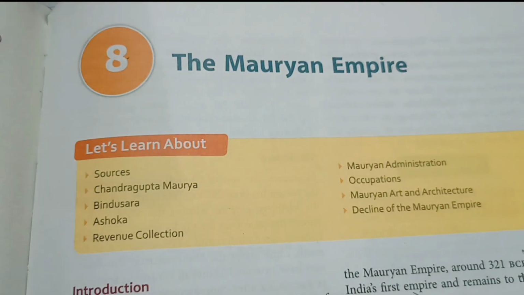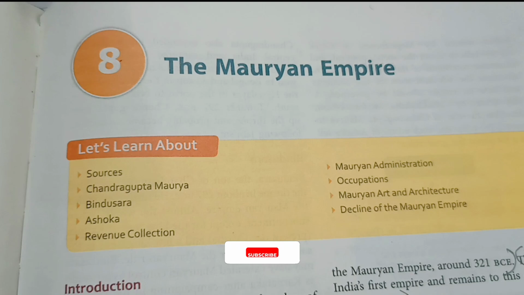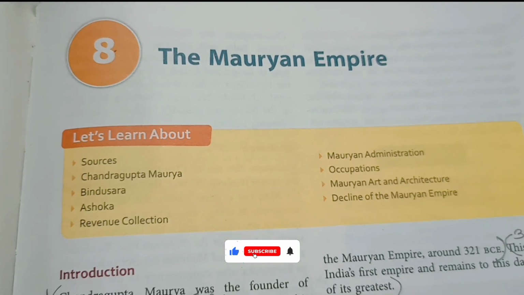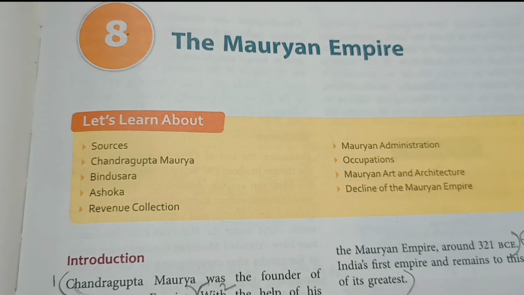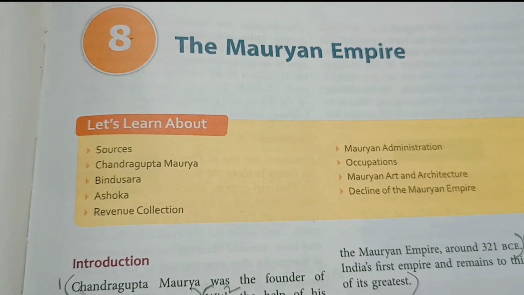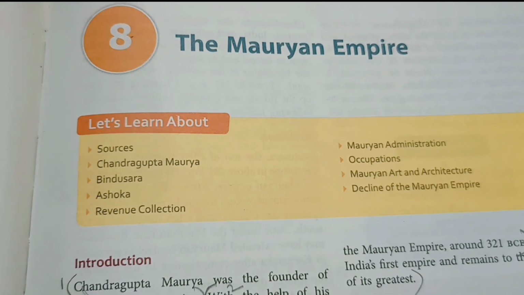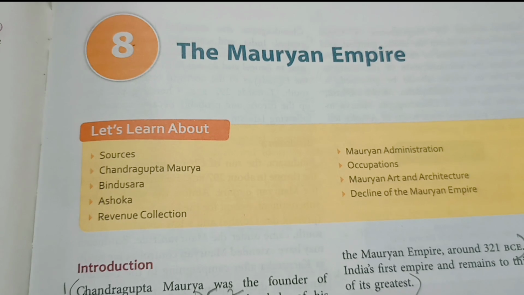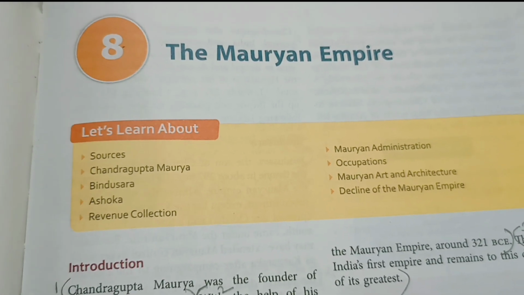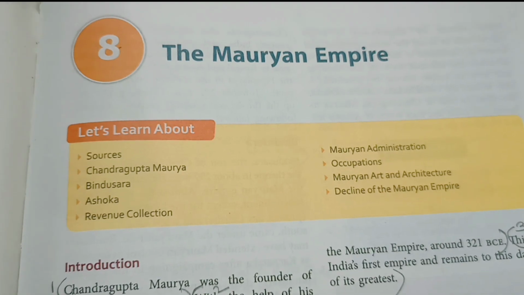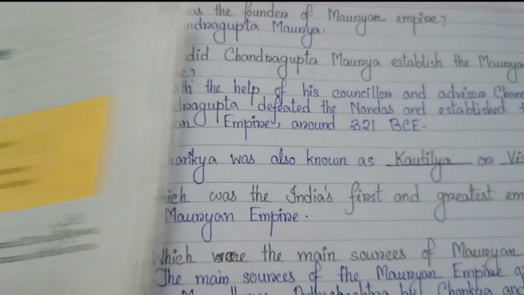Today I am going to give you the insight question answers from Chapter 8, the Mauryan Empire, Class 6, West Bengal Board, History. In the previous video, I gave you the exercise question answers. If you have missed it, then please check out the description box or playlist. You will find that video from there. So let's start the insight question answers from the chapter, the Mauryan Empire.